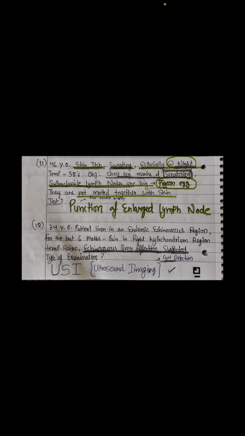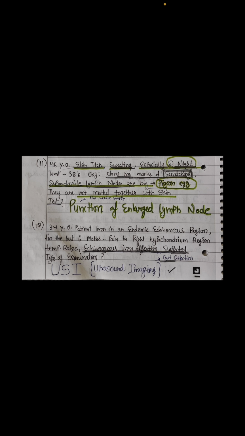The next patient is 46 years old. Skin is sweaty, especially at night. Having fever. Objectively, the chest has marks of scratching. Supraclavicular lymph nodes are big, like a pigeon egg. They are not matted together with the skin. The pigeon egg size is really huge, so the lymph nodes are really visible from the physical appearance of the patient itself. He is sweating, especially at night, having fever. So some kind of infection or tumor he is having.